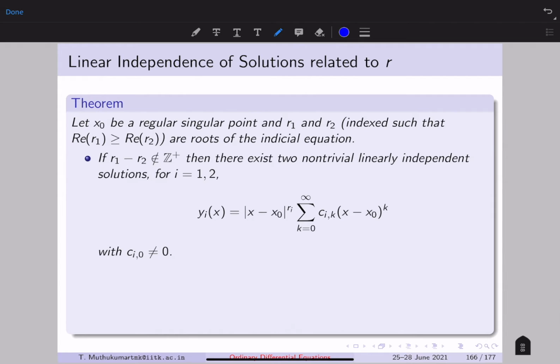first situation, if you look at r1 minus r2, and if that is a positive real number which is not 0 and which is not an integer. When I say Z plus here, plus indicates that it's on the positive real line, Z indicates the integer, so positive integer. When I say Z plus, I mean all positive integers, that means 0 is not included. So what we mean here is r1 minus r2 is not equal to 0 and is not equal to an integer.